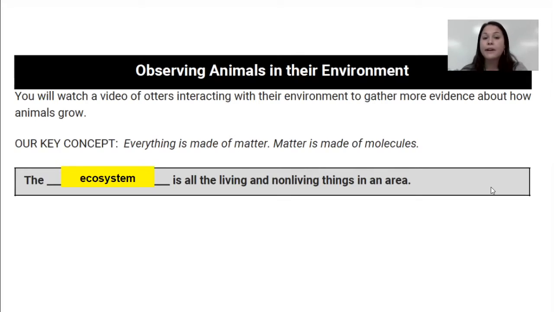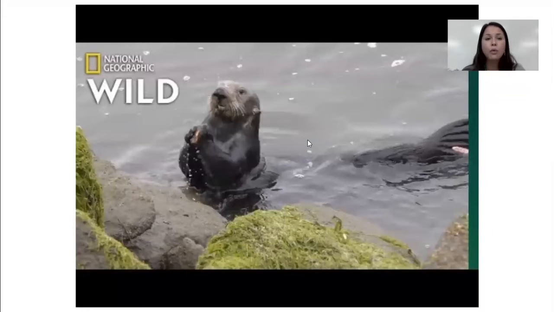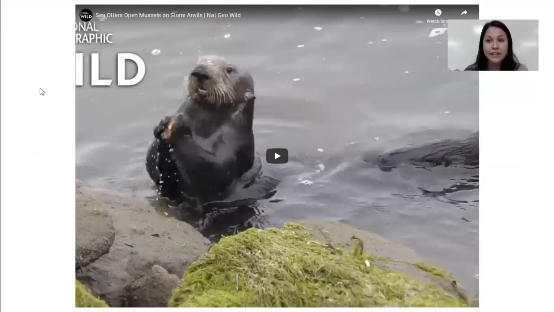We're going to be thinking about an ecosystem, which is all the living things and non-living things in an area. Now, we're going to watch part of this video. This is a sea otter, and what they're doing is eating mussels. Now, mussels are kind of like clams. They're something that's at the bottom of this sea that's covered with a shell. So these otters have to break open the shell in order to eat the meat of the mussels inside.